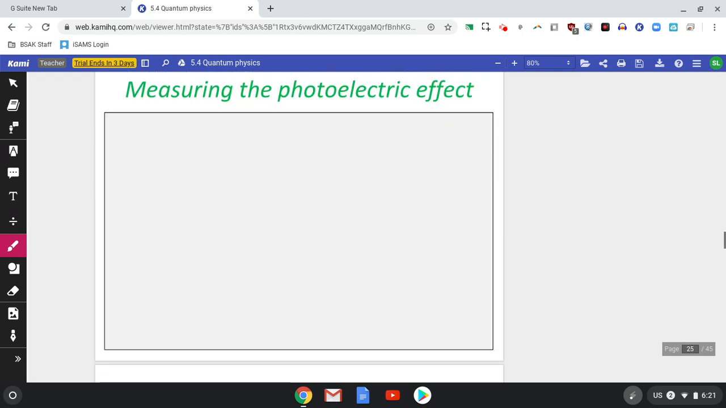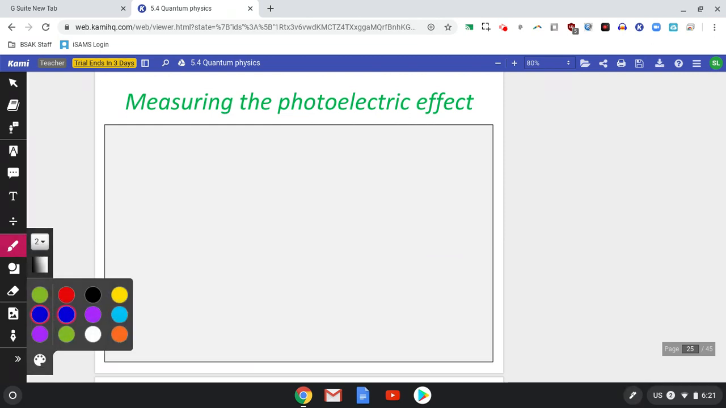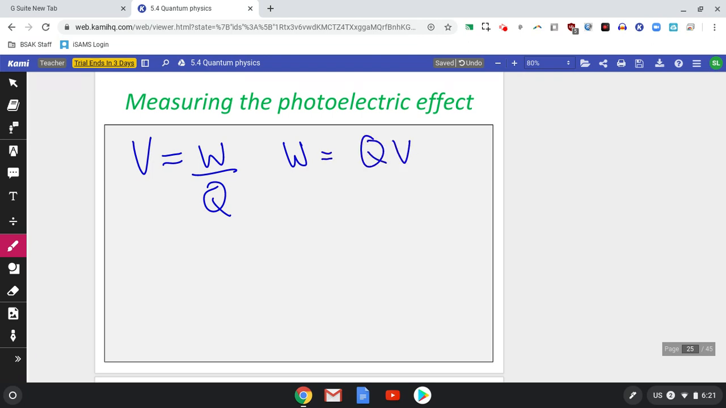Let me explain. What's the most important equation from electricity? Anyone go for this one? It's the defining equation for voltage. Yeah, work done per unit of charge. Now, if we rearrange this, we've got work done equals charge times voltage.